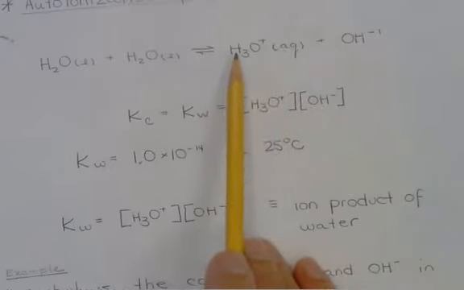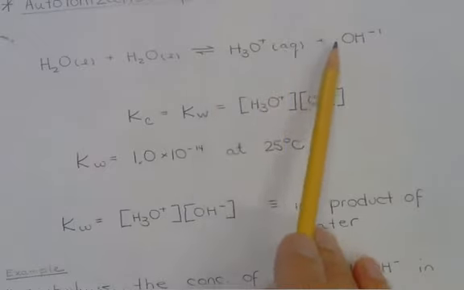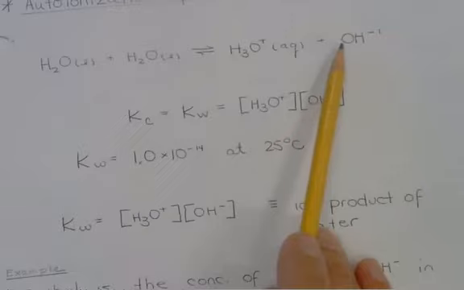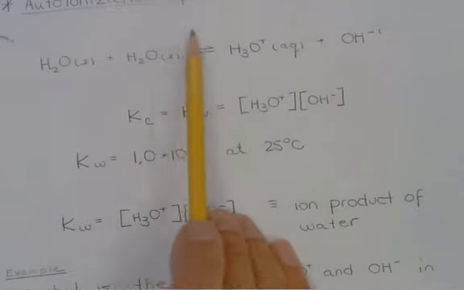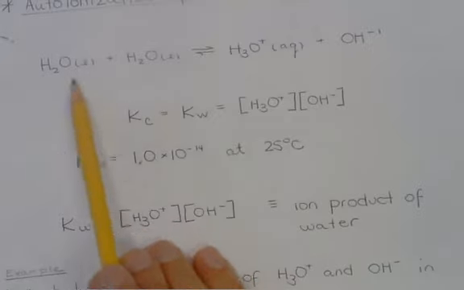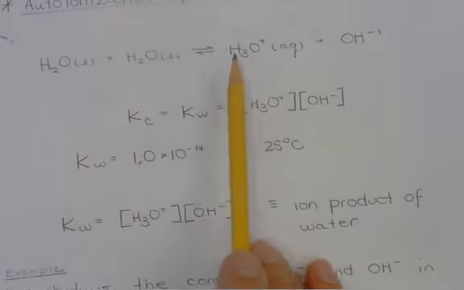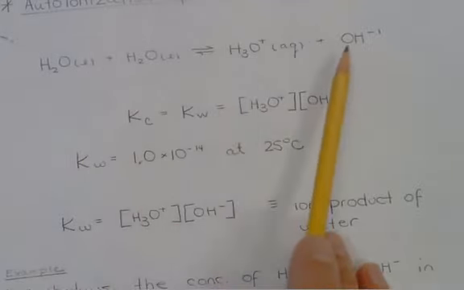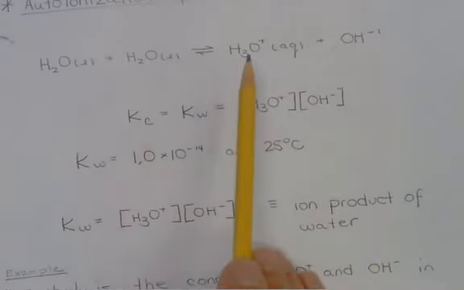Every time you create a hydronium ion, you have to create a hydroxide ion. Why? Because we only have pure water. There's nothing else in the solution. If I start dumping in an acid or a base, then that's going to contribute to other reactions that cause hydronium and hydroxide. But we don't have that. We just have pure water.